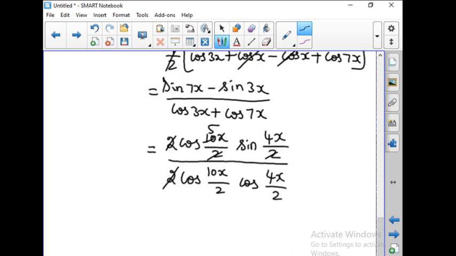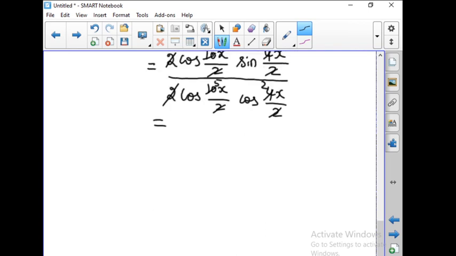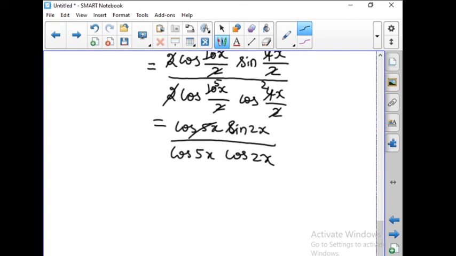So we can easily do this problem. This is 5 and this is 2 and this is 2 and this is 5. So cos 5x will cancel. So we can write this as cos 5x into sin 2x divided by cos 5x into cos 2x. So if we cancel this we are getting tan 2x. This is to be proved. This is equal to RHS.